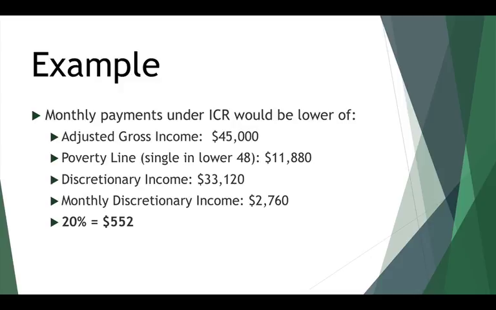So let's say you enter income contingent repayment. Your monthly payment would be the lower of 20% of your discretionary income, or your monthly payment under the standard 12-year plan multiplied by that income percentage factor. Here's what 20% of your discretionary income would be. We take $45,000 a year, assuming that you're single and you live in the lower 48. The federal poverty line would be $11,880. The difference of those two is your discretionary income, $33,120. Chop that in 12. On a monthly basis, that's $2,760, 20% of which is $552.